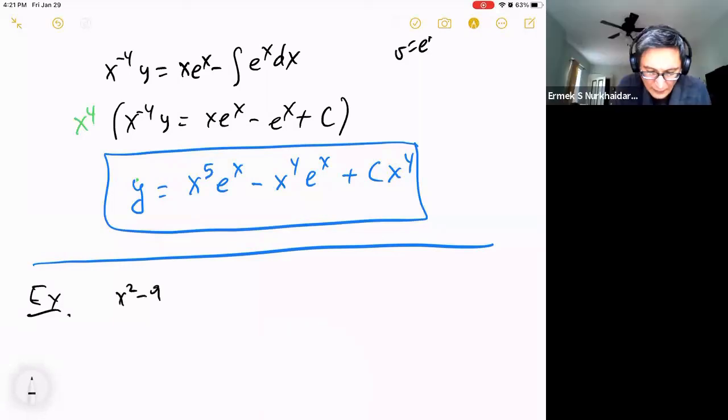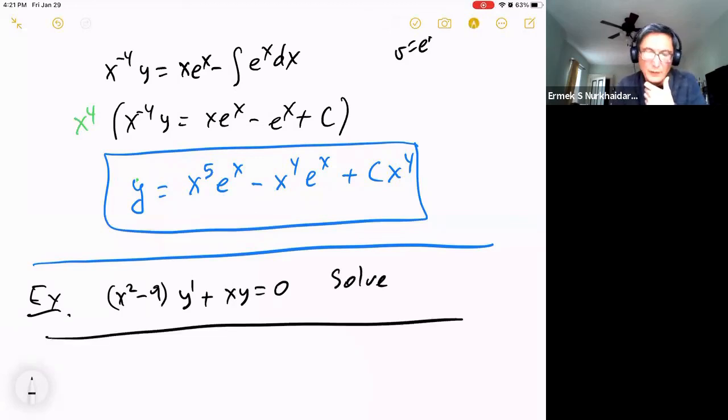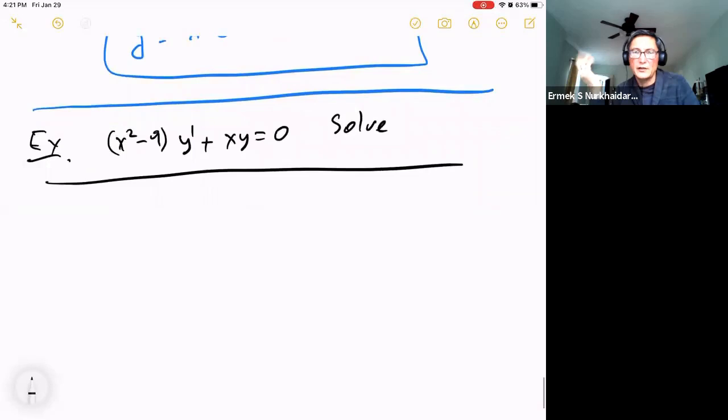x squared minus 9, y prime plus xy equals 0. Solve. So the good thing about this type of equation, at least here, is you have 0 on the right side. So when you multiply by the integral factor, you still have 0 on the right side. So it will be really easy to integrate the right side. You don't have to do anything. Basically, you're going to get c on the right side. So all that you have to do is just find your integral factor, and we'll be done in a second.